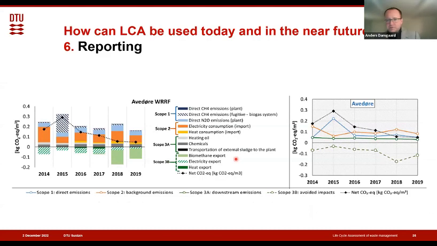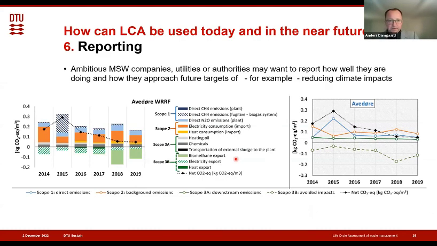And finally, we can use it for reporting. And this is an example from a wastewater treatment plant, where we went in and we looked at the reporting over time. And the goal there for them was to say they wanted to be carbon neutral, but of course to become that, they have to control their emissions a lot. And what we found was that actually for this facility, this is the net impact over time.